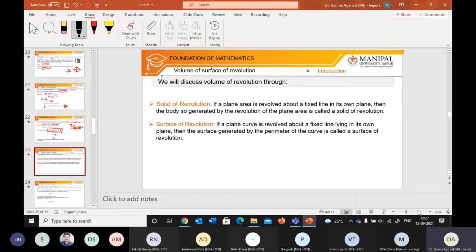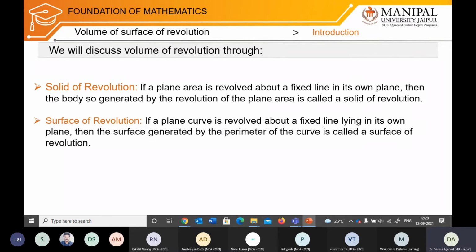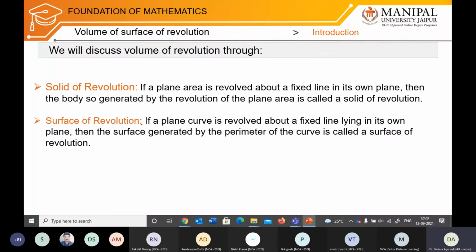Now the next point is surface of revolution. The first is solid of revolution and the second is surface of revolution. Solid of revolution: if a plane area is revolved about a fixed line, then the body generated by the revolution of the plane area is called solid of revolution. And surface of revolution: if a plane curve is revolved about the fixed line, then the surface which is generated is known as surface of revolution, right?